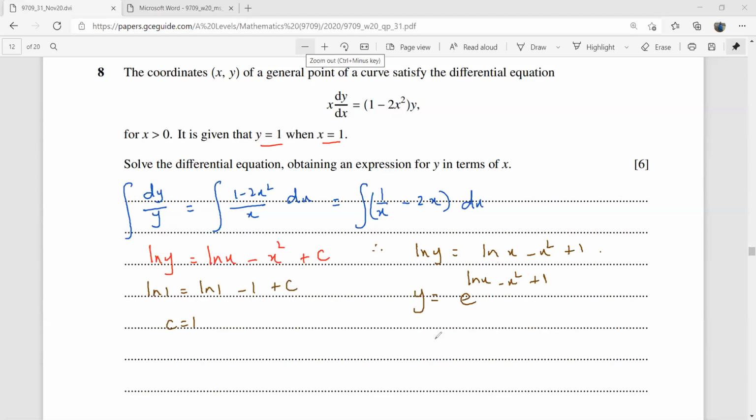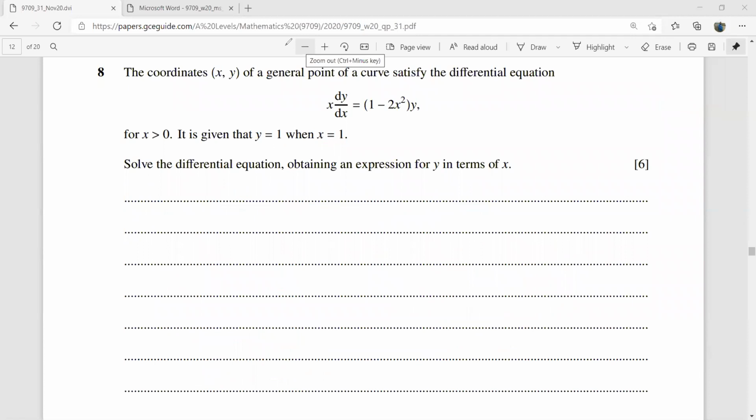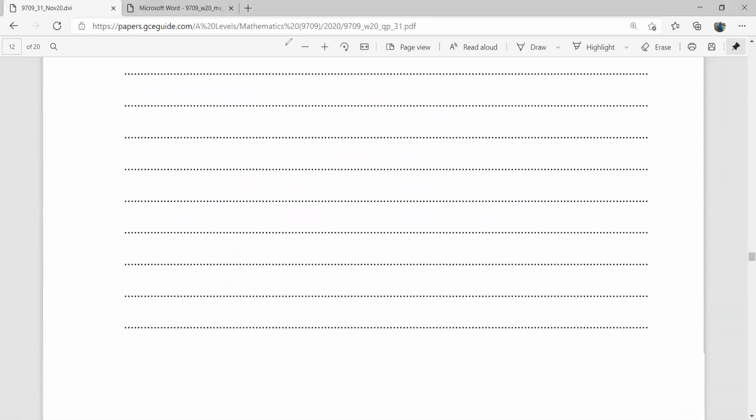But you can still write this as y is equal to e raised to power ln x into e raised to power (1 minus x squared). You know that e raised to power ln x is going to be x. So you can also write it as y is equal to x e raised to power (1 minus x squared). But if you have left your working up to the earlier part, this is going to give you full marks as well, because the demand of the examiner was that you write y in terms of x, and this is y in terms of x. Okay, let's move to question number 9.